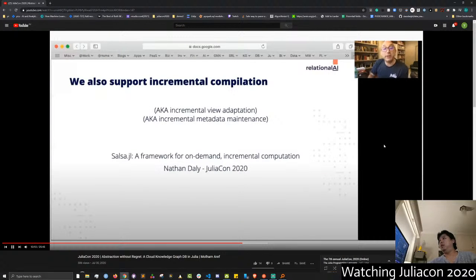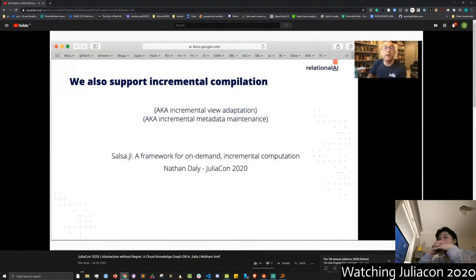We also support incremental compilation, also known as incremental view maintenance. I'm not going to talk about that today. Please check out Nathan's talk at this JuliaCon about how we do that and the vast ramifications of that. This work is based on work done by the Rust community, and the incremental maintenance work that I described earlier is based on work by Frank McSherry, who's built systems called differential dataflow.